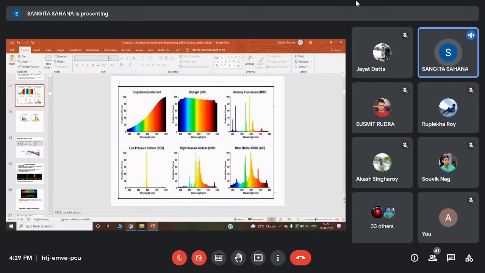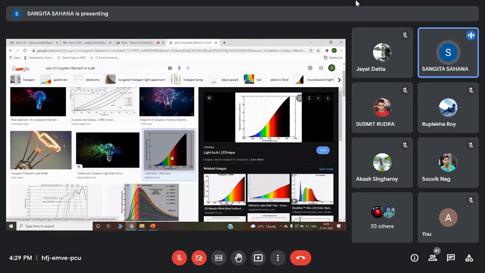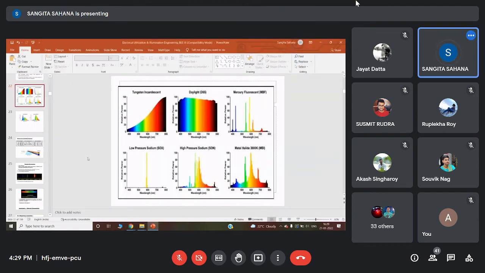Whereas for the tungsten filament lamp, the maximum amount of energy is getting wasted in the form of infrared, in the form of heat. So that is the wastage of electrical energy. That's why its energy efficiency is low. It's not energy efficient.